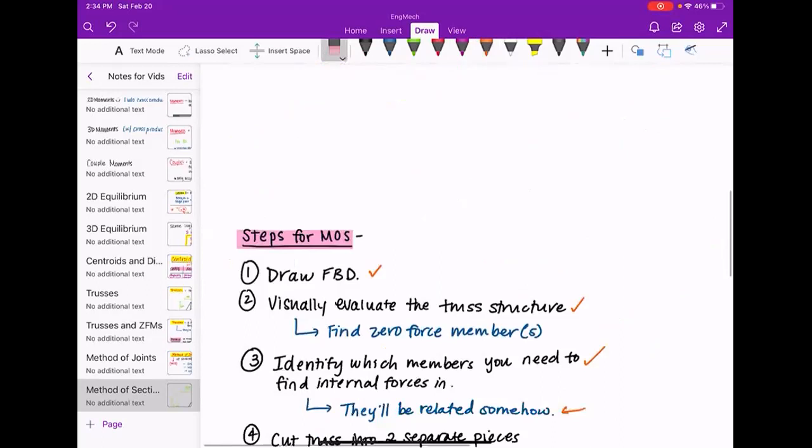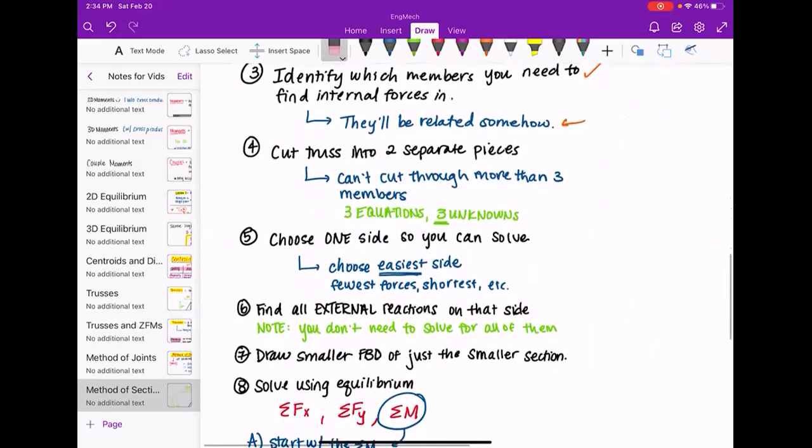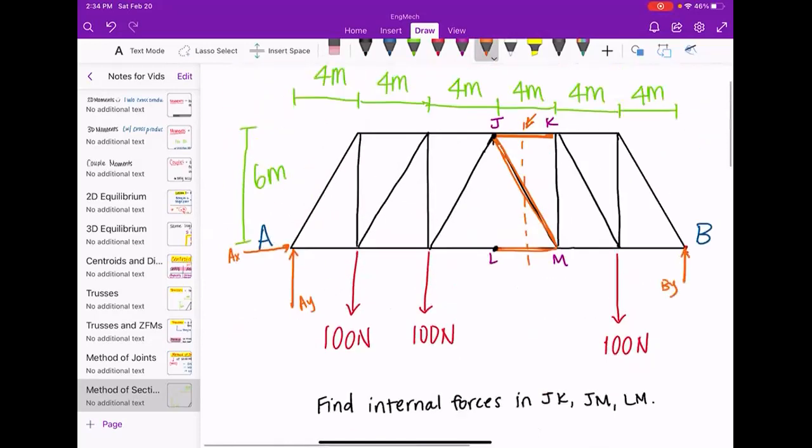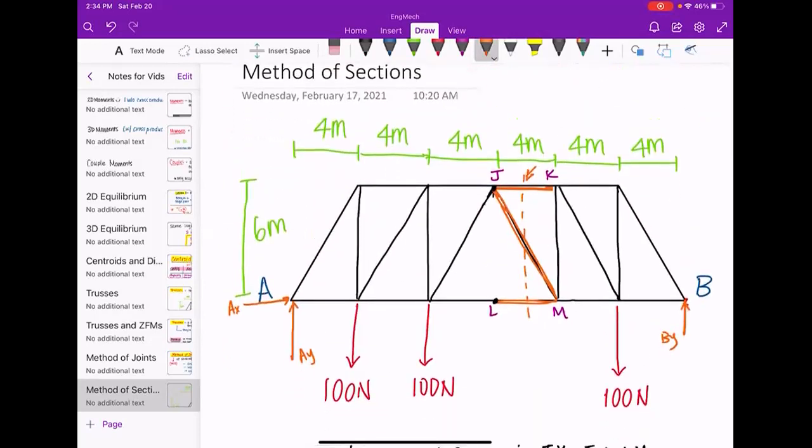So looking forward, one thing you have to be careful of when you're finding where you want to cut this bridge is you have to only expose 3 members that are not zero force members. So you can cut through a zero force member, that's totally fine because you know it's 0.